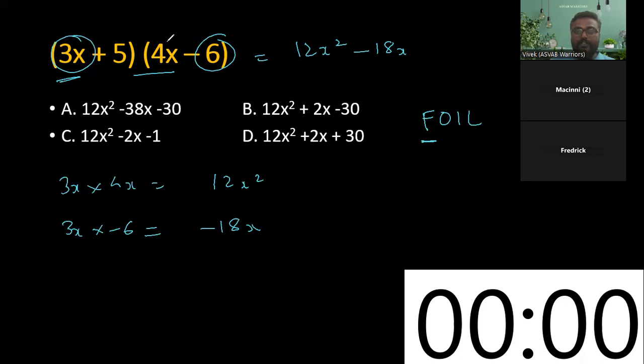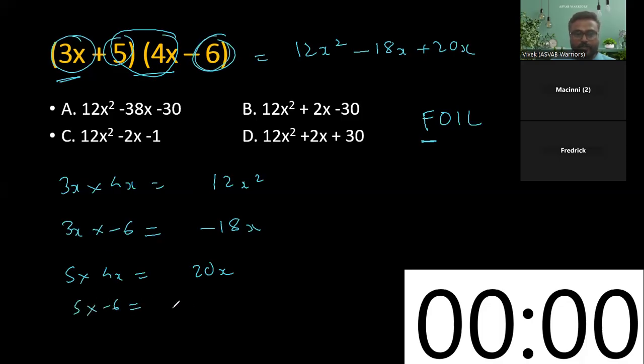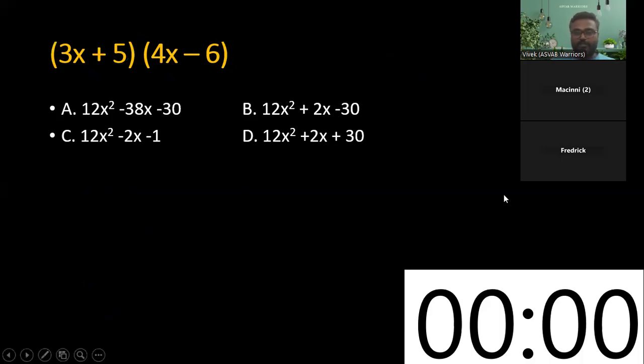Now I, which is nothing but the inner terms. So we have 5 times 4x is nothing but 20x. And L is nothing but the last terms. So 5 times negative 6 is negative 30. So we will sort this out now. Negative 18x plus 20x would be nothing but positive 2x. So 12x square plus 2x minus 30 would be your answer. Let's move on to the next question.